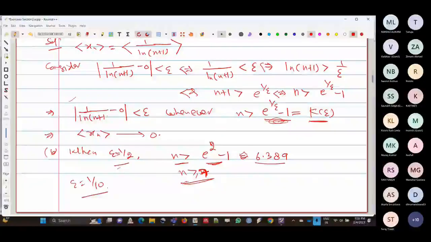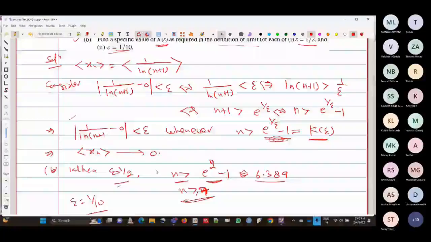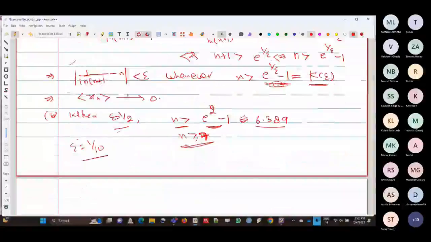Sir, e square ki value kaise nikalni hai? Calculator allowed. So you can compute e square. The value of e is between 2 to 3. The value of e square is between 2 to 3. So you can compute it easily. All right. So calculators are allowed. So I think this kind of question you may get in the examination.